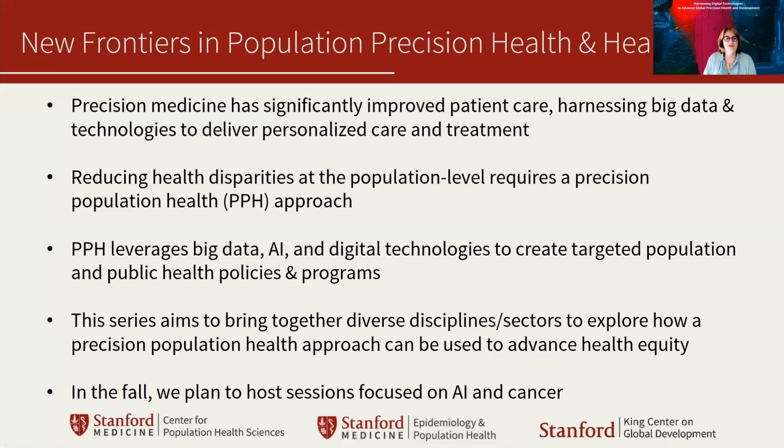Our inaugural session focused on how we could use a precision population health approach in California for studying COVID-19 in California, in the vaccination campaign. In the fall, we plan to host sessions focused on AI and cancer. And today's session takes us in a more global direction. We'll look at how this approach can be used to advance global health and development.